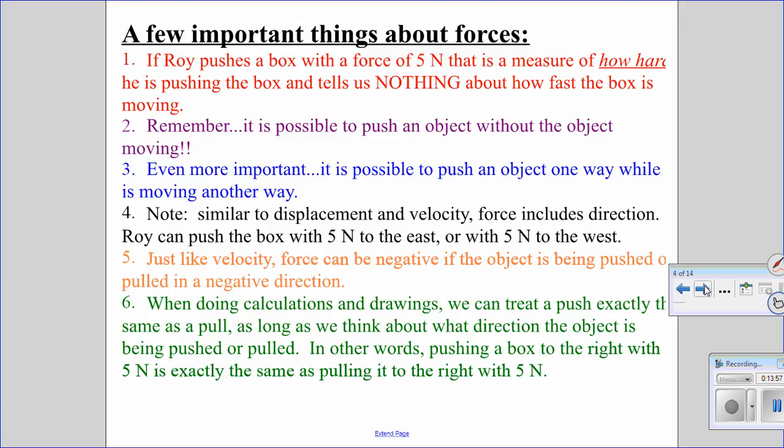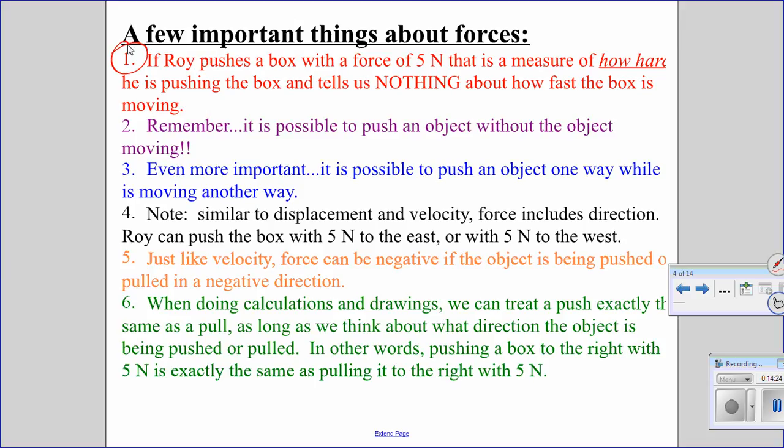Here are some things that you need to know about forces, in no particular order. So first of all, number one, when Roy pushes a box with a force of, say, 5 newtons, that's a measure of how hard he's pushing the box. It has absolutely nothing to do with how fast the box is moving. Very often students will say, oh, a box is moving with a force of 5 newtons. That doesn't make sense, because force doesn't equal motion.